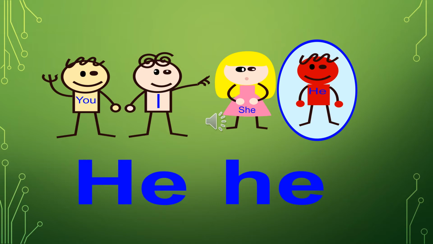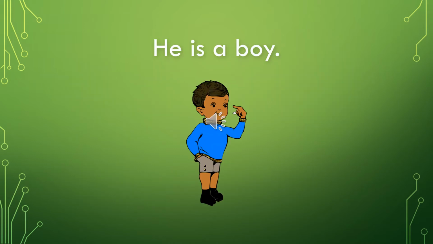Now let's look at the word he. He. He. Now here's a sentence about the boy. Now we call the boys he. The boys and the men, we call them he. Now we can say something about this boy here. We can say he, and we use the word he with the word is.